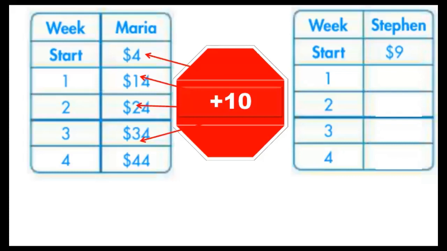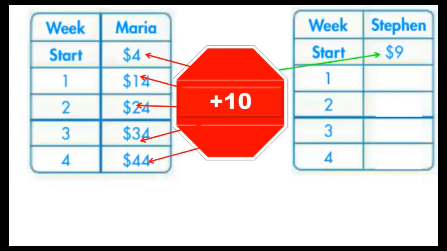Okay, let's see the saving of Stephen, our friend here, in week 0. He started with an amount of money equal to $9. Sure, the amount of money he started with is more than the amount of money that Maria had. So we're going to apply the same pattern in this table for Stephen also. So here is 9 plus 10.